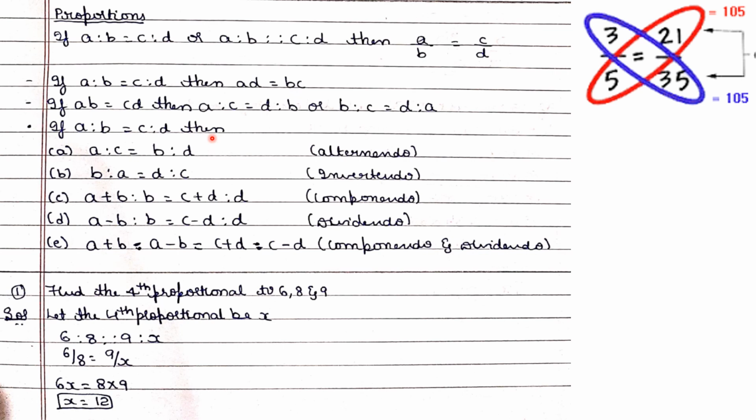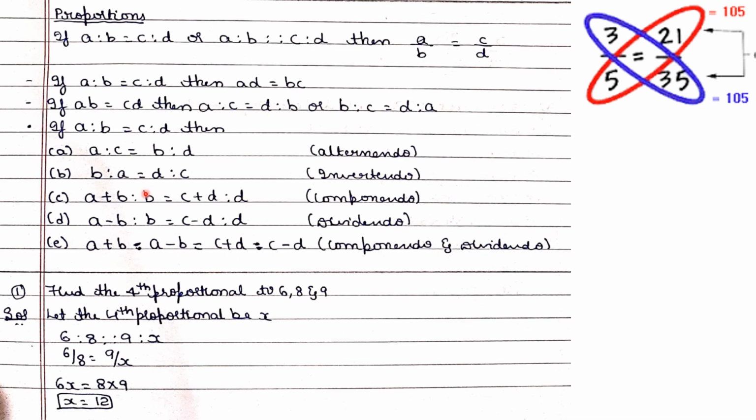If A is to B is equal to C is to D, then if it is to be altered, in the place of B you will write C, and in the place of C you have to write B. So A is to C and B is to D. This is called alternando. Invertendo: in the place of A is to B you have to write B is to A, and in the place of C is to D you have to write D is to C. This is called invertendo.